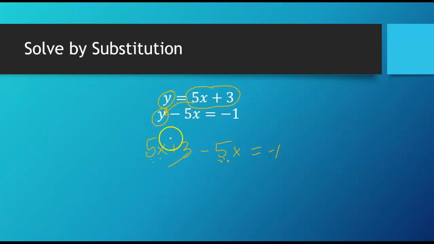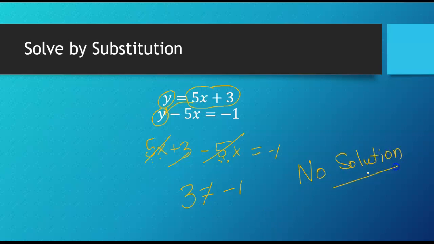They're like terms. 5x minus 5x, though, that's 0. So that's actually just going to go away. And I'm left with 3 equals negative 1. Right? That doesn't make sense, right? 3 does not equal negative 1. And my x has disappeared. So I know this has no solution, right? Those two lines are going to never touch or cross.